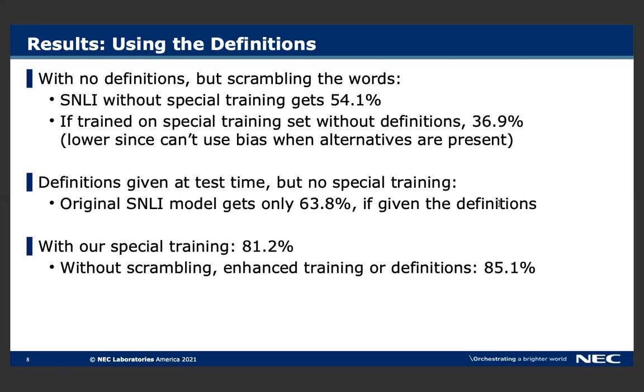This is close to the 85.1% that would be achieved if critical words were not scrambled. Thus, the definitions recover most of the performance that we lost by not being able to use the word embeddings.